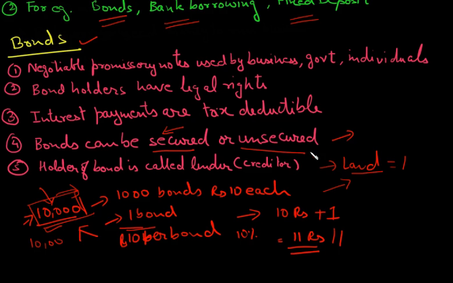In the case of unsecured bonds, there is no collateral which has been posted for these bonds. Now, the bondholders are also called creditors or lenders.